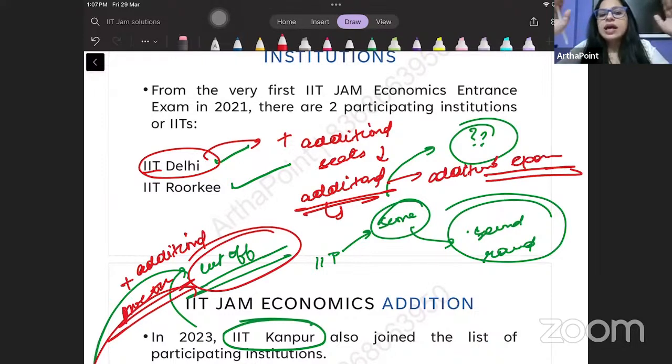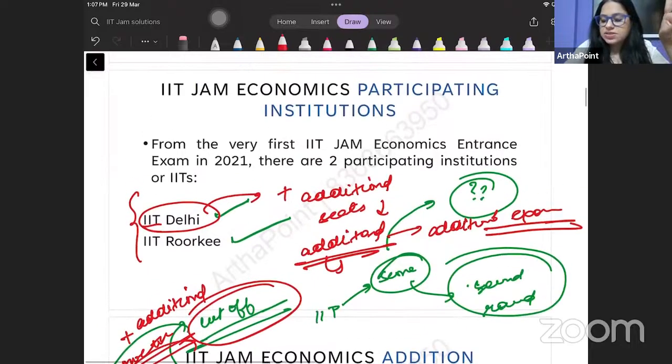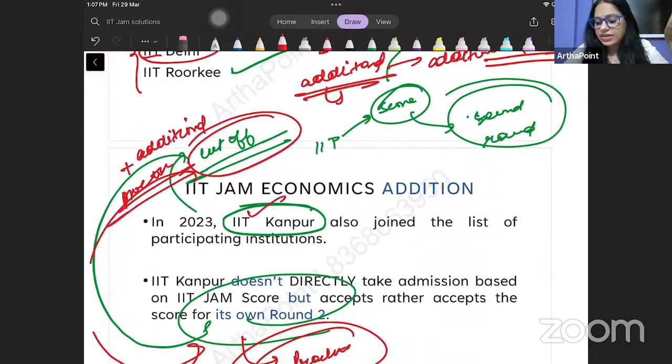तो अभी तक हमने क्या देखा? As of now in 2021, there were two IITs, IIT Delhi and IIT Roorkee, taking admission on the basis of IIT JAM. उसके बाद 2023 में we had the coming up of IIT Kanpur. IIT Kanpur, IIT JAM का score तो लेता है, whatever you do in your entrance exam, but after that it does not directly take admission based on the score, but rather it does a second round, and then if you clear that second round, you can get admission in IIT Kanpur.